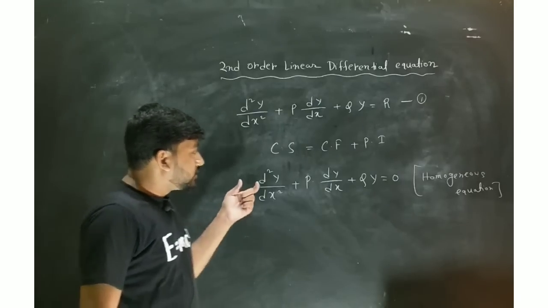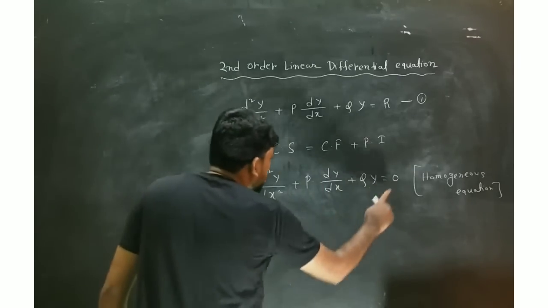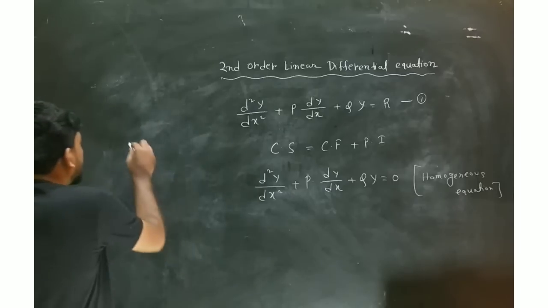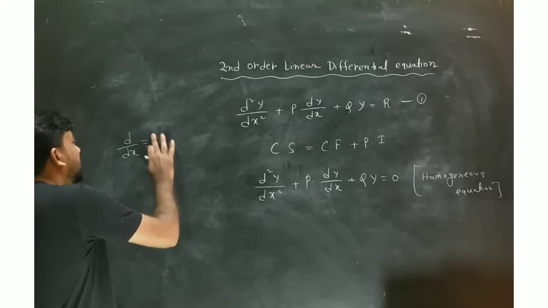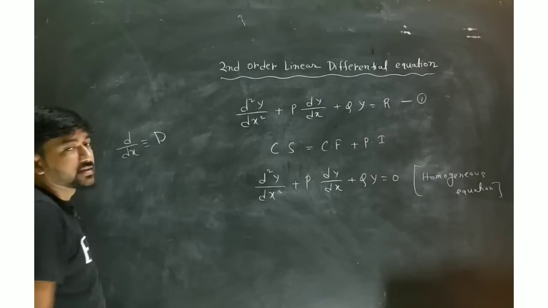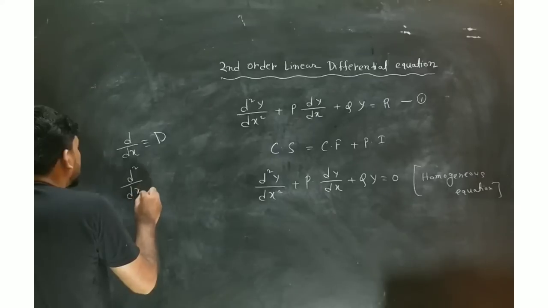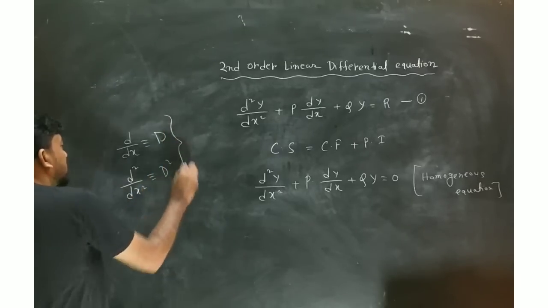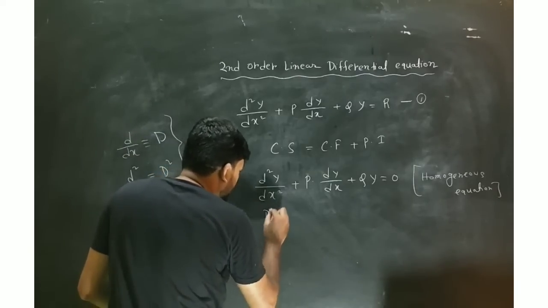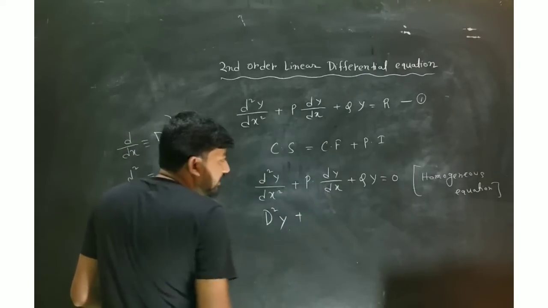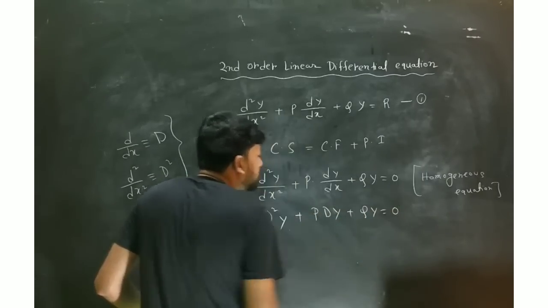So let me tell you how you can find the solution of this equation. If you write this equation in symbolic form, we will use d/dx as capital D. This is the d/dx operator. Obviously in that case d2/dx2 is nothing but D square. These two are the symbols that we will use. So here d2y/dx2 is nothing but D square y, and dy/dx is nothing but Dy, so it will be D square y plus p Dy plus qy equal to 0.